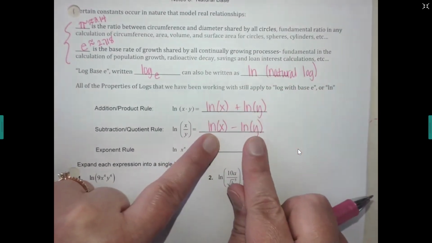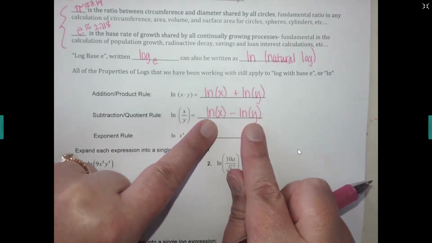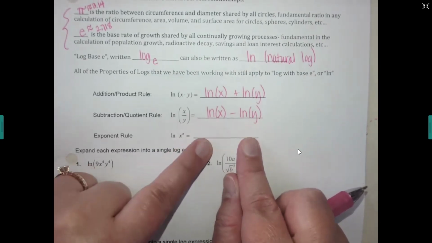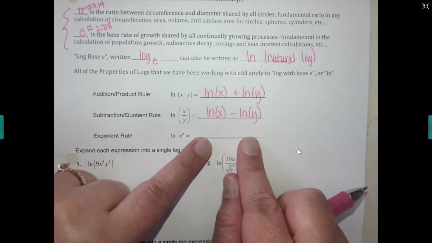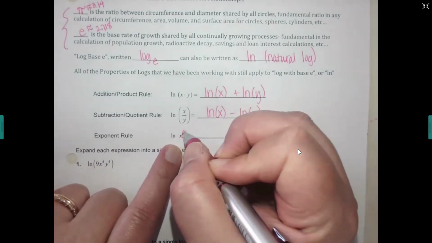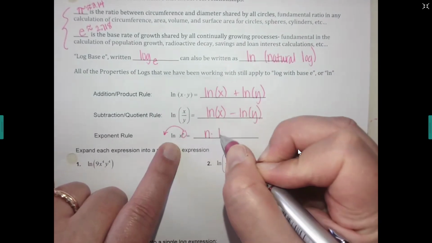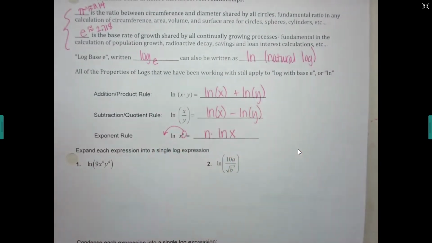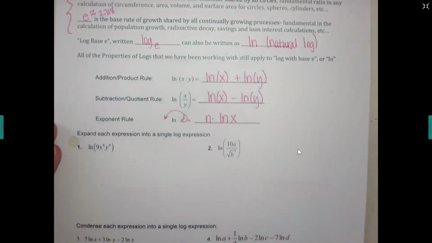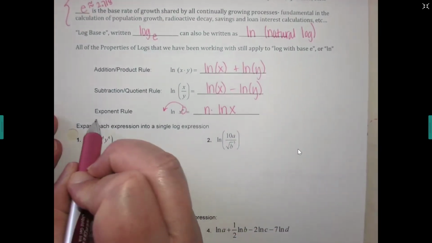But remember, these aren't new rules. They're still the log rules. You're just applying them specifically to ln's. Then the last rule that you should know is that if you have a number up top, you can drop it down to the front. That rule also applies for ln's because it is a type of log. So we're basically going to do everything you've done the last 3 days, but now specifically with ln's. So the first thing we did was expand.